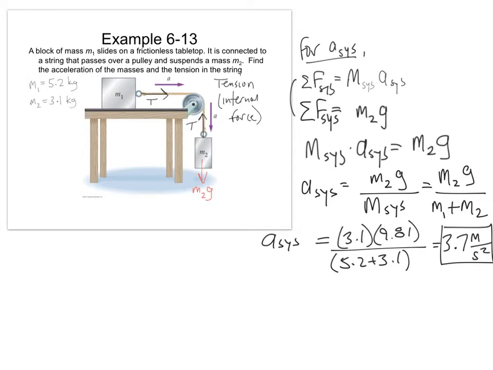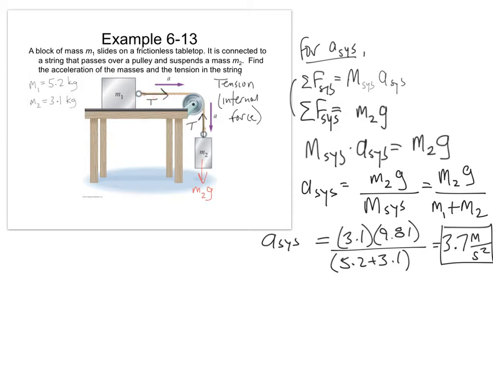Now, if we want to solve for tension, we can look at just mass 2 or just mass 1. Both of them will work, but we can actually pick whichever mass we think might be easier to use. Now look at it for a second. Which mass has less going on with it? Mass 2 has the weight force pulling down, and the tension in the string pulling upwards on it. Mass 1 only has the tension force on it. That's the only force that's acting on it.